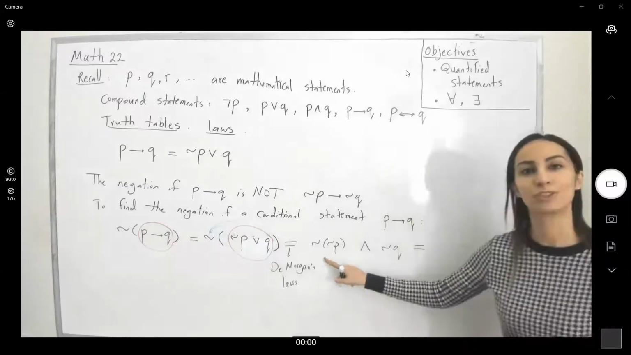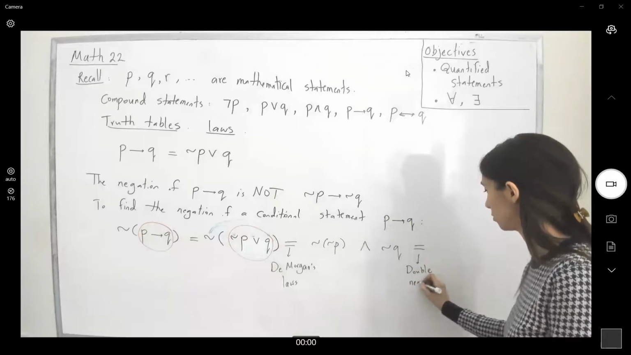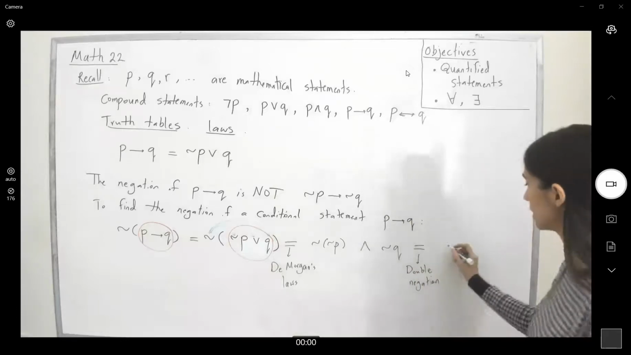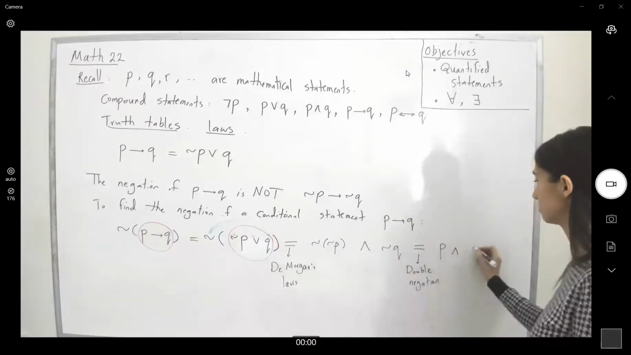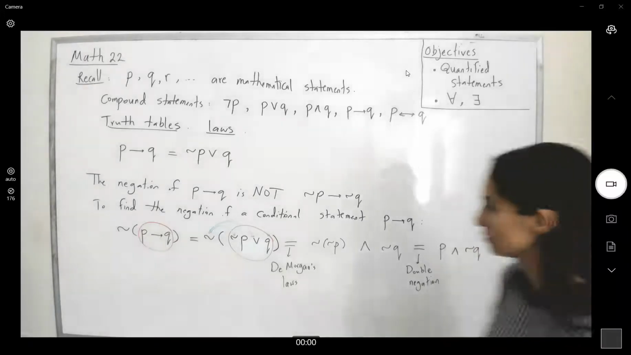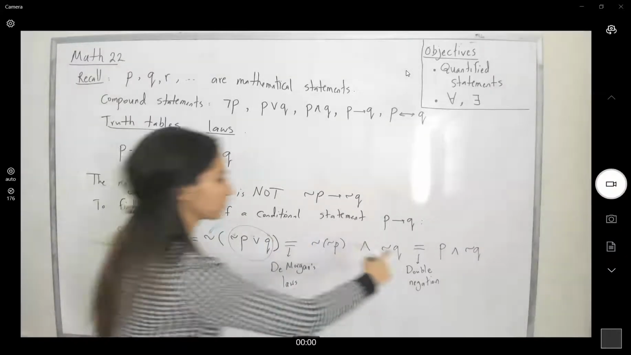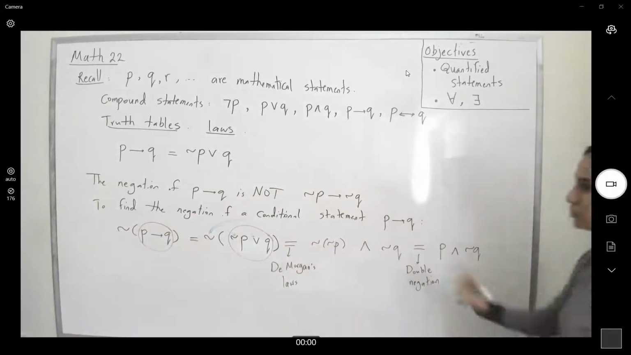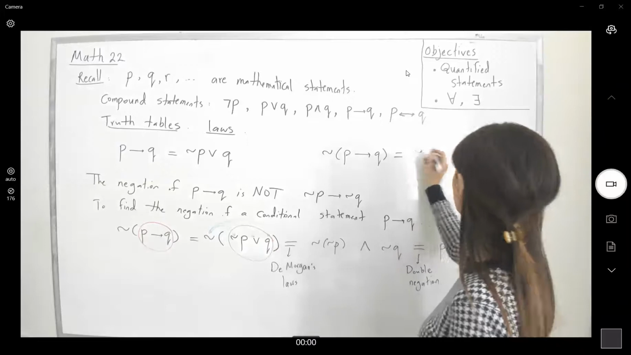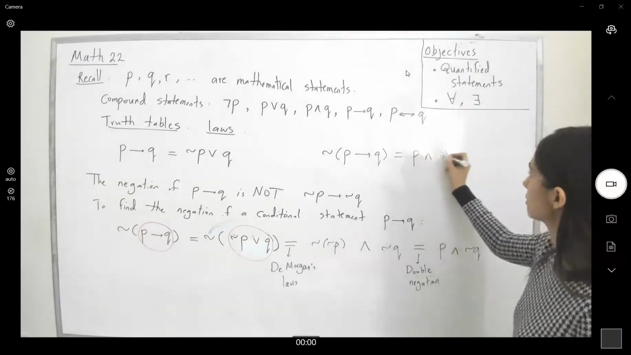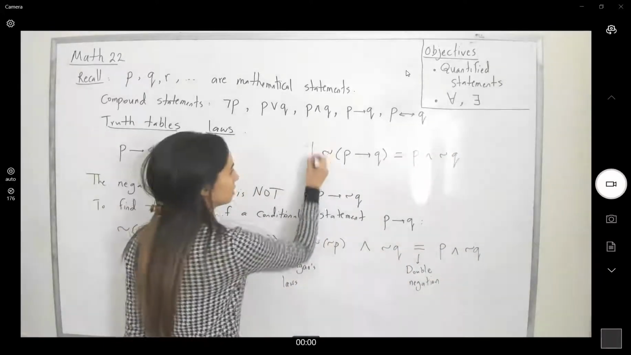We also learned about the double negation rule, which says not not P is the same as P. We have and, not Q. So the negation of P then Q is P and not Q. P and not Q. Important relation for you.